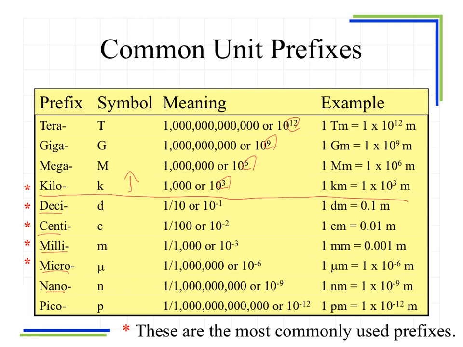If the number is too small, you use these prefixes. Deci is 10 to negative 1, centi is negative 2, milli is negative 3, and then the rest of them go up with a magnitude of 10 to the 3. So it's 3, 6, 9, and 12: milli, micro, nano, and pico. One of the things I want to spend some time talking about is the example. 1 terameter is 1 times 10 to 12 meters.